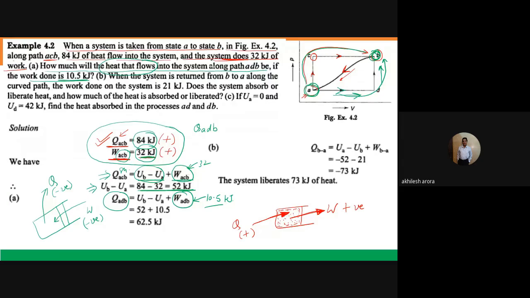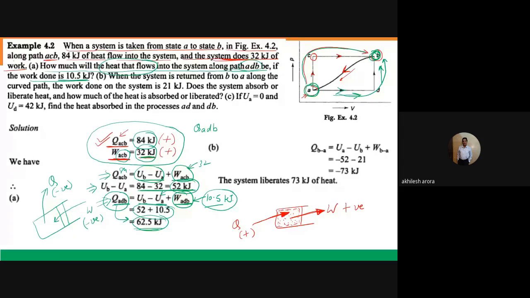Now we have been asked to calculate the heat that flows into the system along path ADB. So once again, I can use this equation for the path ADB and write QADB is equal to UB minus UA plus WADB. WADB is given to me as 10.5, and UB minus UA I have already calculated, so I put its value here and I will be able to calculate the value of QADB, which comes out to be 62.5 kilojoules. This is the first part actually.